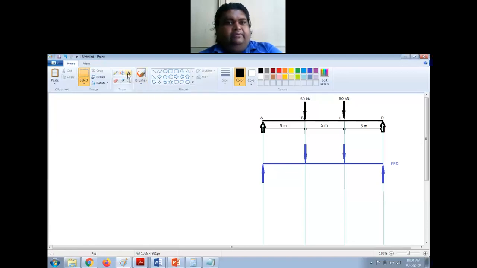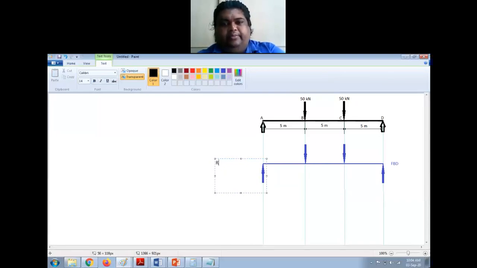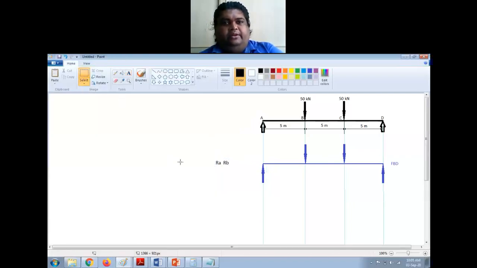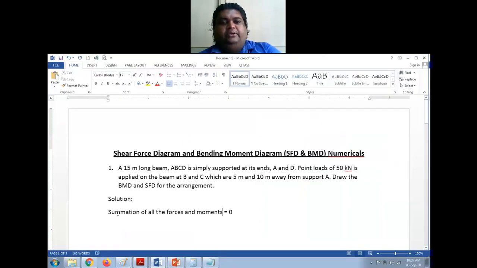Before applying the first condition, I will just show the reactions. Reactions we generally name as R suffix the point name, right? So this is RA and this is RD. I'm just putting it here. Now if it is quite complex, then you need to do this step, with summation of all the forces equal to 0 and moments equal to 0.